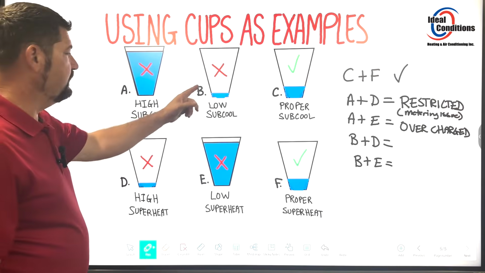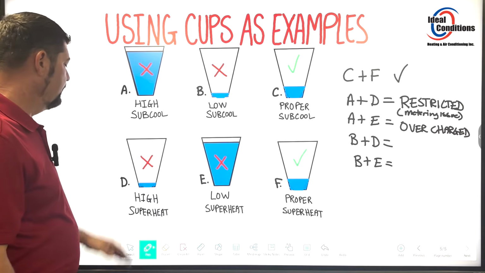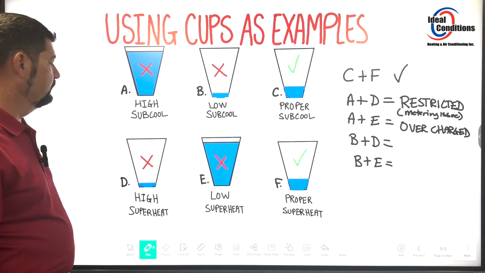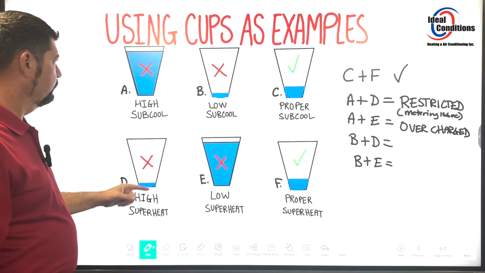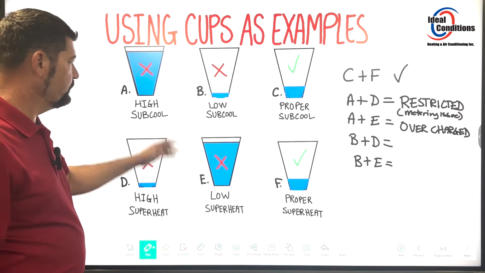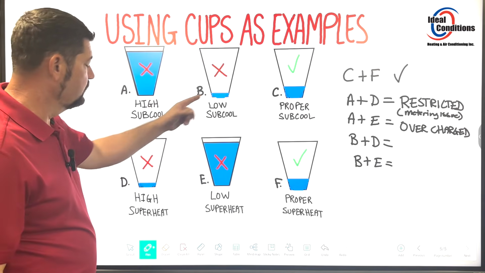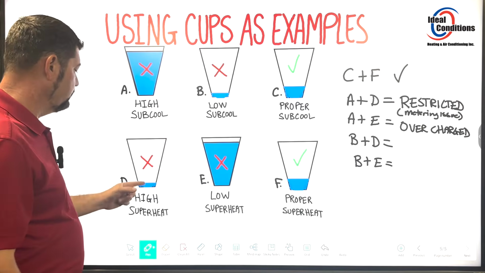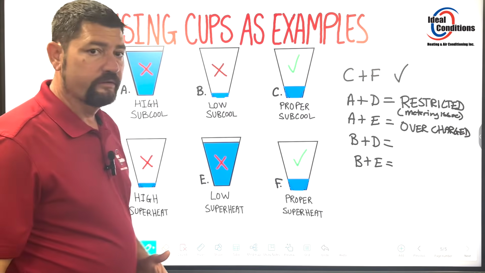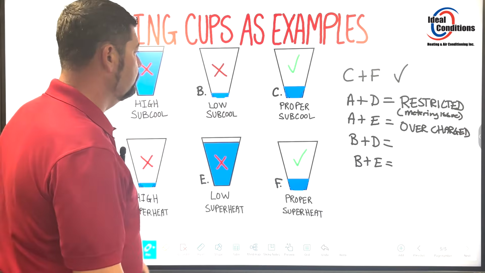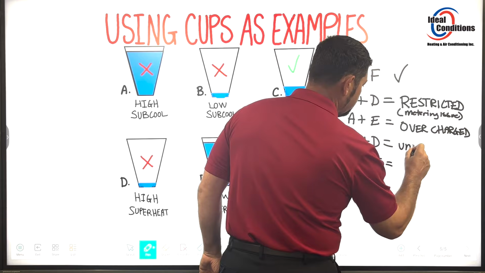When we look at B plus D, I have a low subcool and I have a high superheat. Well, if you look at our ratios, they're pretty close. So if my ratio is too much here or too much here, then I have too much. If my ratio is not enough here, very little, and very little, then that means obviously there's not enough refrigerant in the system. So I would say this is undercharged. So B plus D would be undercharged.